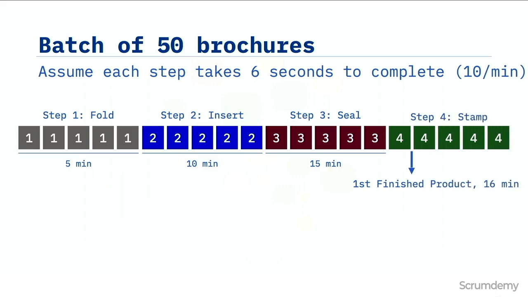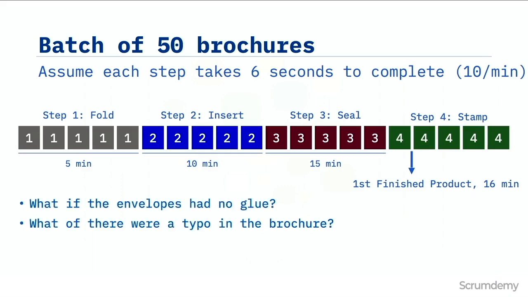Wall clock time. And then finally I get to step 4, and it took me 16 minutes to get my first finished product, the first one where I had something I could actually inspect and see what the quality was. So, what if the envelopes had no glue? It would be 11 minutes before I figure out that something went wrong. What if there's a typo on the brochure? I have to go all the way back to the beginning, right? So, this is just very, very wasteful, working in these large batches like this.